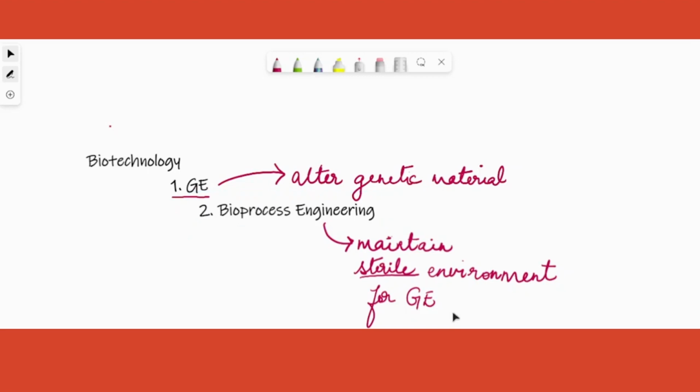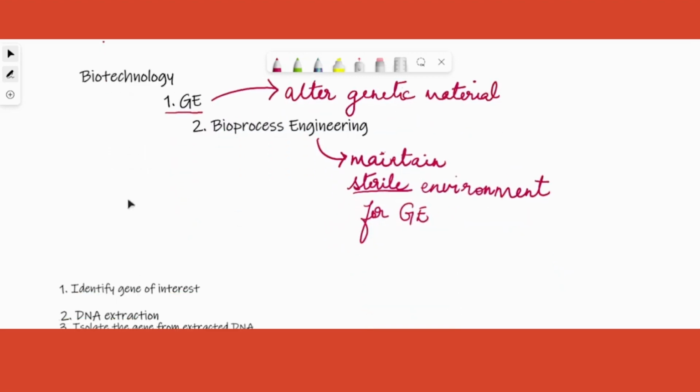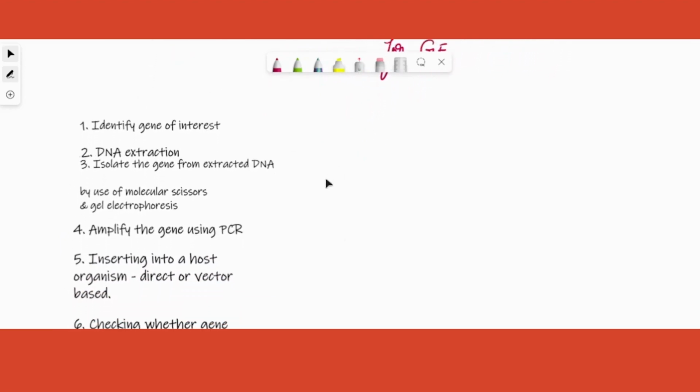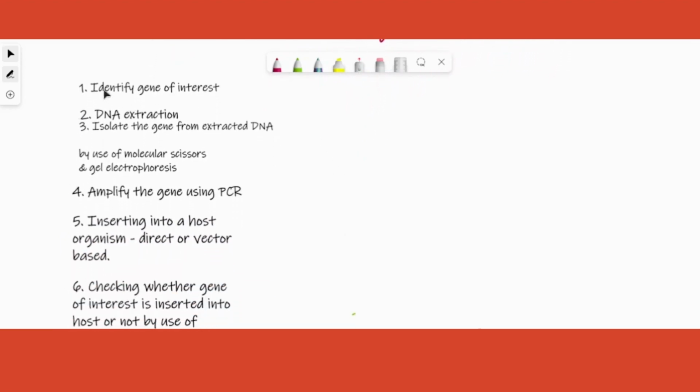All right. So let us have a look at the steps that will be followed for genetic engineering. First one is identifying the gene of interest. What is meant by a gene of interest? It could be any gene that I need in another organism to produce some product, or any gene that I have identified to be put in another organism so that it gives me a particular trait or particular product.